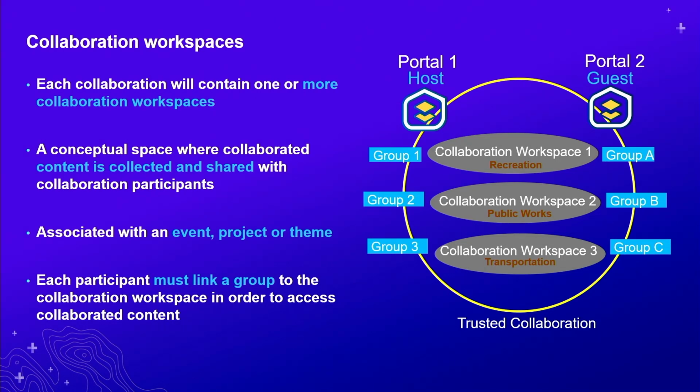In this example on the right-hand side, I've created my collaboration workspaces around themes. My first collaboration workspace is related to recreation data and content. My second is related to public works, and my third, transportation. It's very important that each participant in the collaboration link a group to the collaboration workspace. This could be an existing group or it could be a newly created group. But in order for content to flow through the collaboration, they must have a group joined to the collaboration workspace.